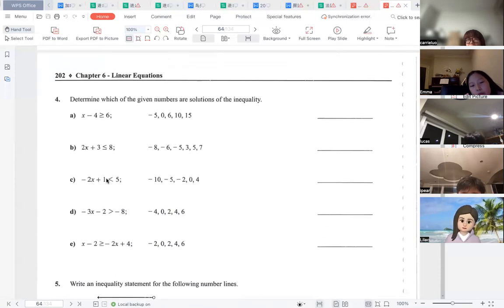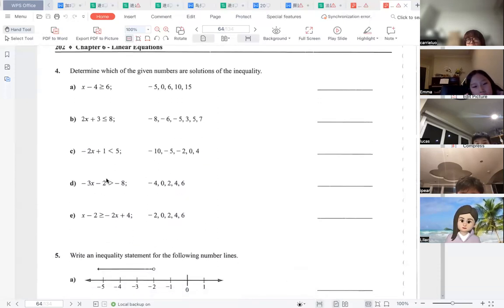Okay, so let's take a look at number 4. Determine which of the given numbers are solutions of the inequality. So x minus 4 is bigger or equals to 6. First, again, Emma, everything is still the same. Move negative 4 to the other side. X is bigger or equals to 6 plus 4. X is bigger or equals to 10. So that's why 10 and 15, both of them are the solution.